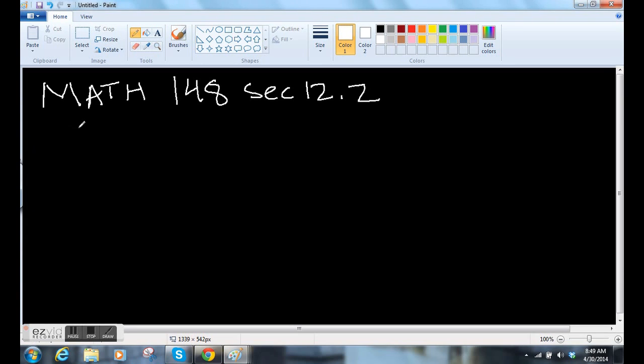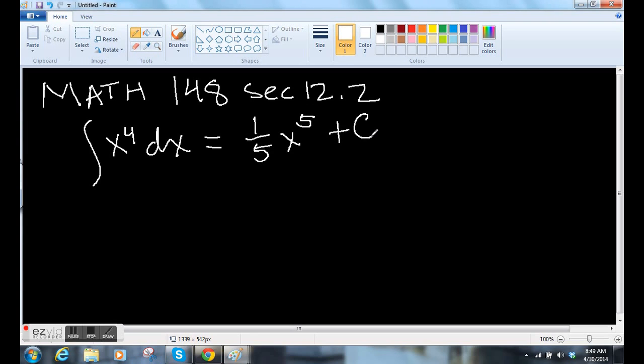Alright, so let's review what we have so far. Suppose I have the integral of x to the fourth dx. What does that equal? I'm giving you a beat. Yes, you are correct. It is 1/5 x to the fifth plus our constant.